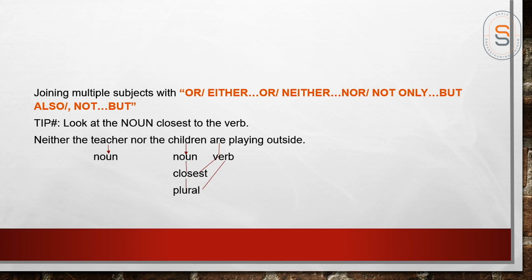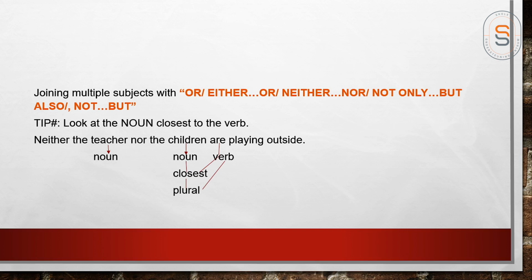Then, if we have to join multiple subjects with or, either or, neither nor, not only but also, not and but, you have to remember the following rule. Look at the noun closest to the verb. And this is where they ask you, correct the single mistake in the following sentence. Then they use the incorrect verb. They will use a verb for a plural noun instead of a singular noun, where it should be the other way around. So look at the example.